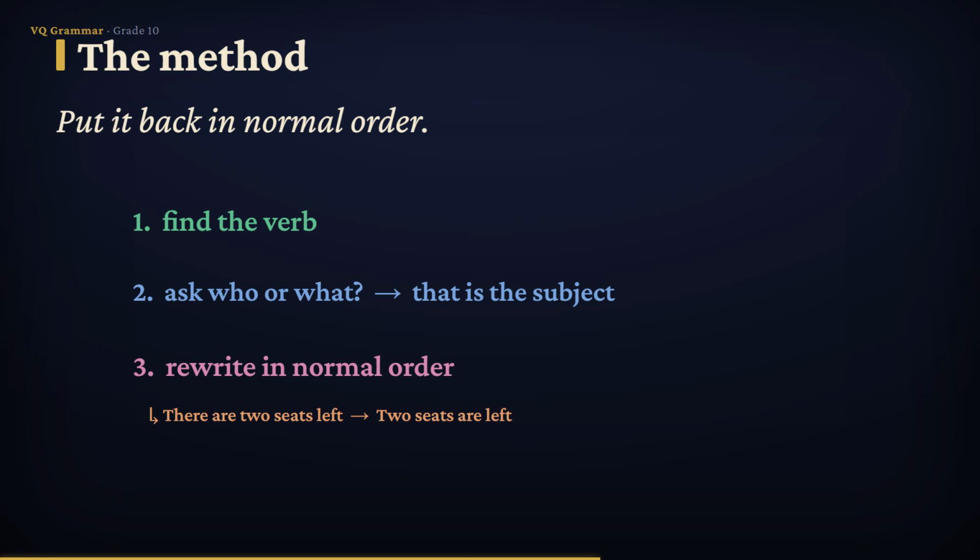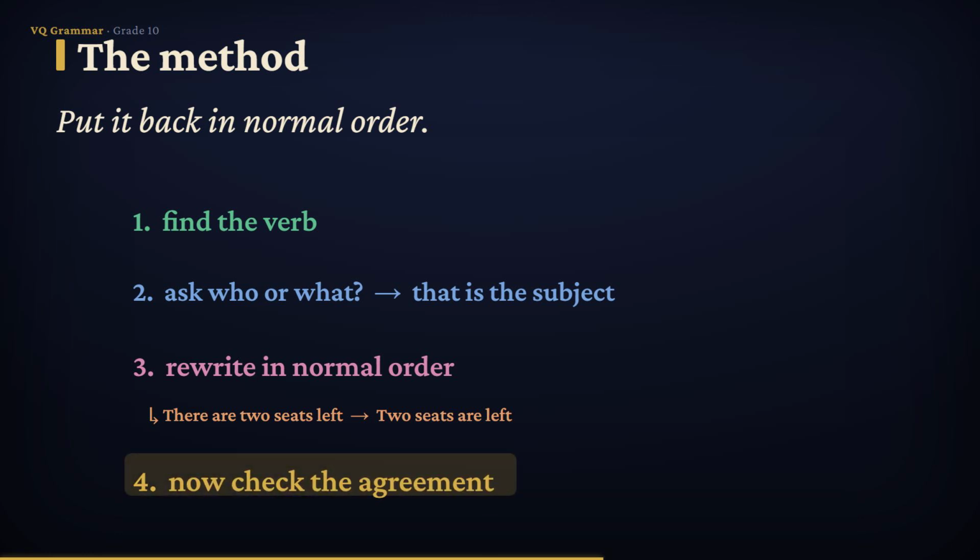Step 4. Now check the agreement, because in normal order, a mistake has nowhere to hide. 2 seats are: plural subject, plural verb. It works. And if you had written there's 2 seats left, the rewrite hands you 2 seats is left, which nobody on earth would ever say. That is the whole method.